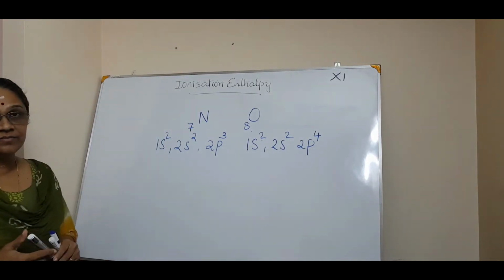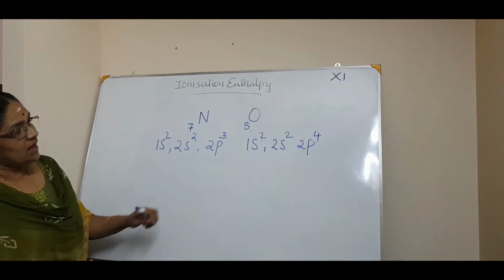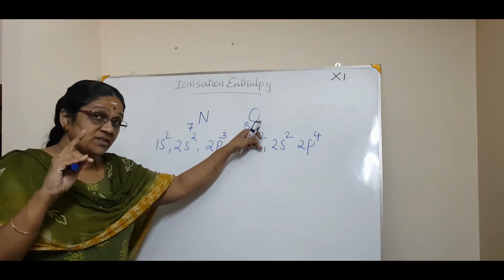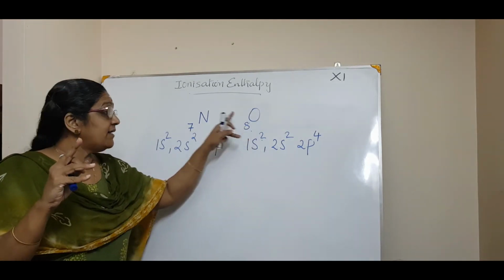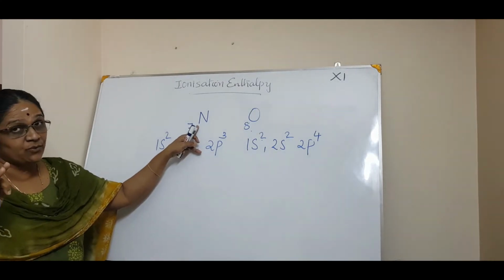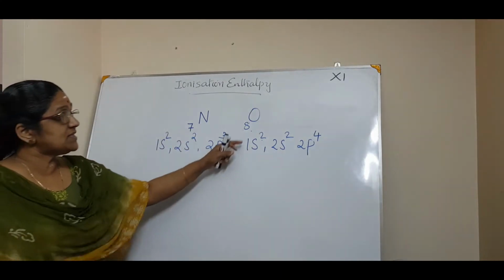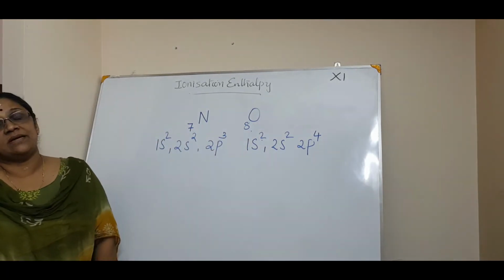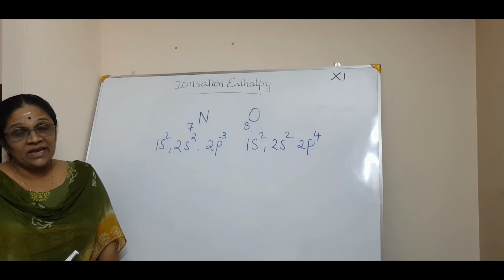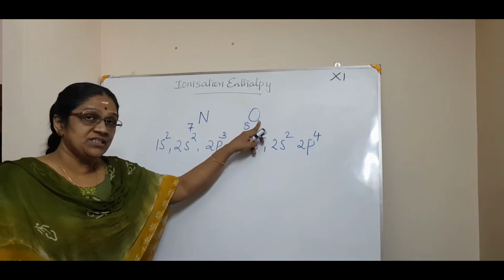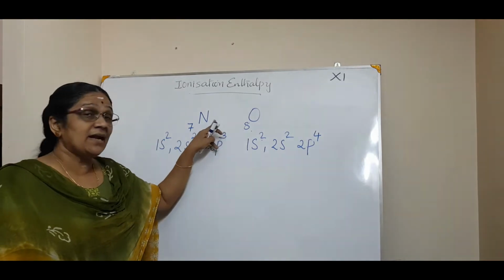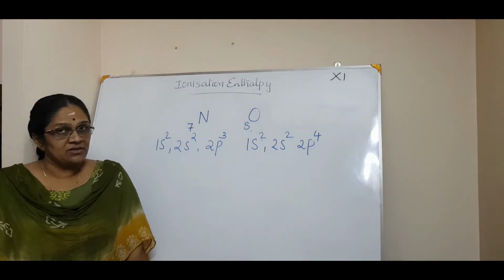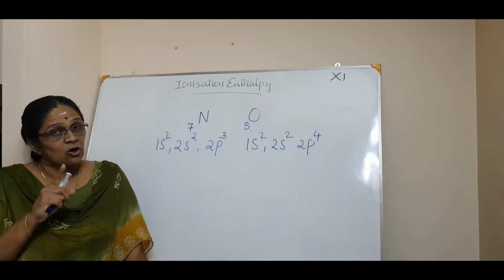So as a general rule we say that the first IP of oxygen will be higher than that of nitrogen, because of the higher nuclear charge. But the question is, why is the first IP of oxygen less than that of nitrogen, even though oxygen has a greater nuclear charge? The same logic we can apply.